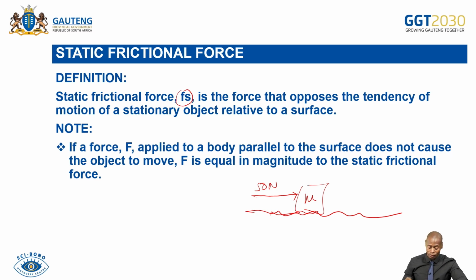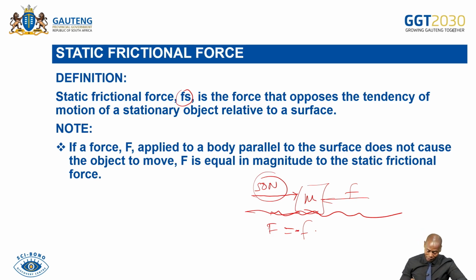It has friction, right? So if you apply a force of 50 newtons to this object, but the object still does not move, the reason why it does not move is because of the static frictional force. What is important here is that when you apply a force and the object does not move, it means that the force applied will be equal to the frictional force, but acting in the opposite direction.